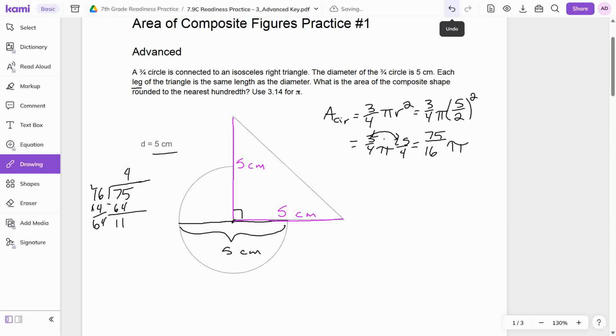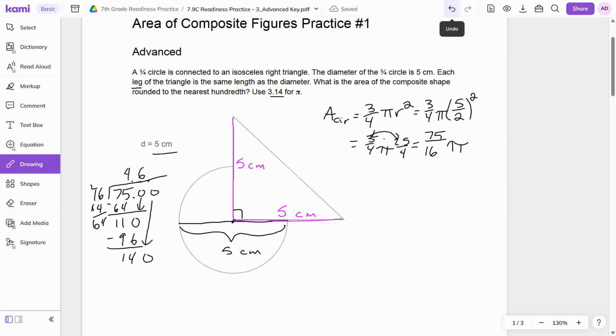That leaves 11. Let's get a decimal here. Let's see, 110, 5 times 16 is 80, 6 times would be 96, 7 would be 112, too much. So 6 is going to be 96. That leaves 14. Let's go one more, and that's going to get us to the 100th spot. And we're good with the 100th spot because we still have to multiply by pi. We're going to use 3.14 for pi.